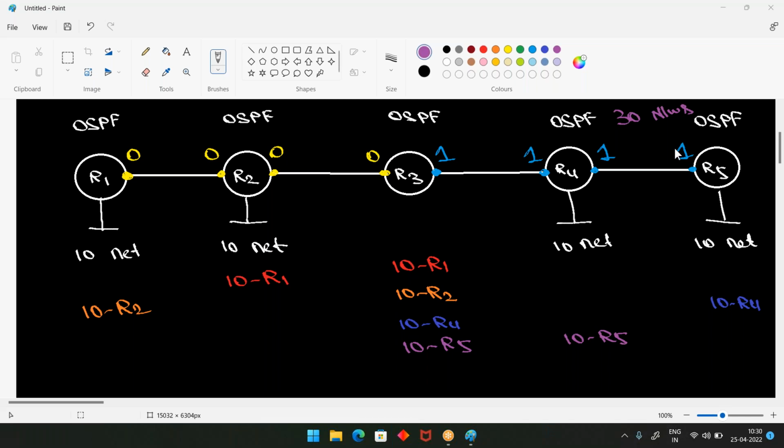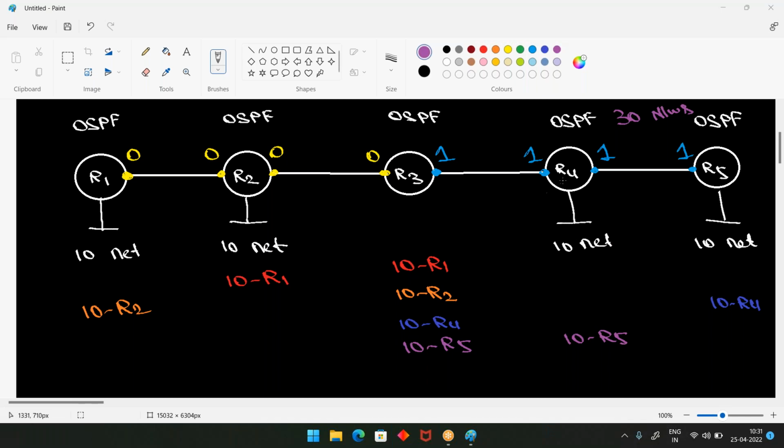But what is the problem here? Can anyone tell me what the problem is? You can see one problem here. If you configure multiple areas, what is the problem here?